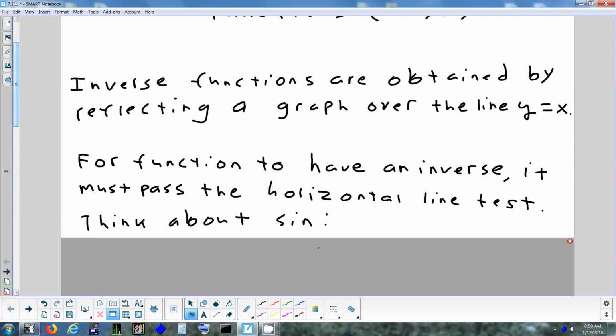Its inverse is a mirror image over the line y equals x. All right, so this is why I only looked at quadrant 1. Because for a function to have an inverse, it has to pass the horizontal line test, not the vertical line test. The vertical line test is used to determine if you have a function. The horizontal line test is used to determine if the inverse of your graph is a function.